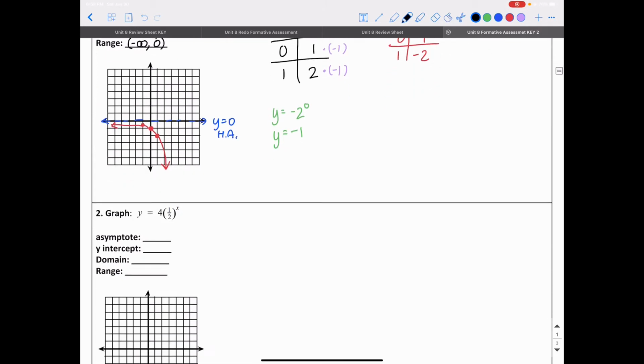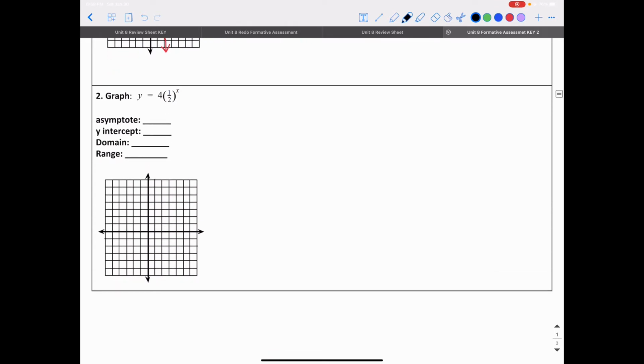For the second problem, I have y is equal to 4 times 1/2 to the x power. So my parent function in this case is y is equal to 1/2 to the x power. And I'm going to use negative 1, 0, and 1. I don't have any horizontal shifts, so I don't need to move my x value to the left at all. For y, when I plug in negative 1, I'm going to get 2. When I plug in 0, I'm going to get 1. And when I plug in 1, I'm going to get 0.5.